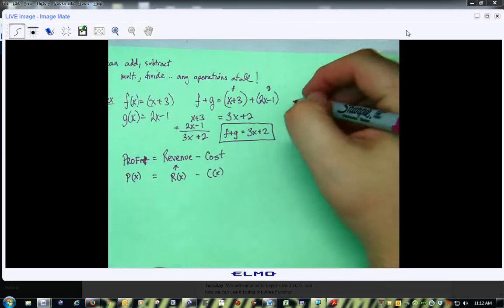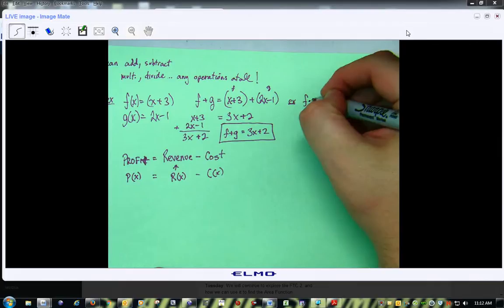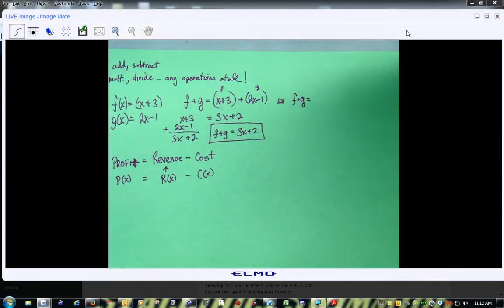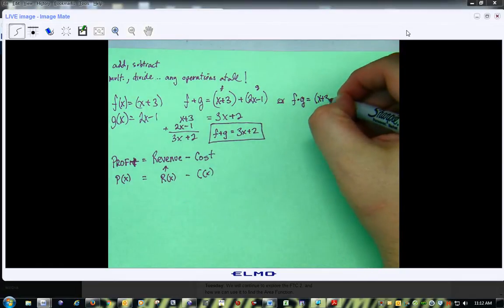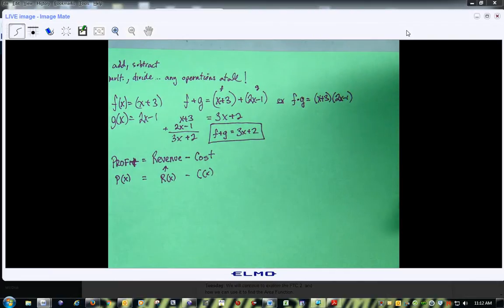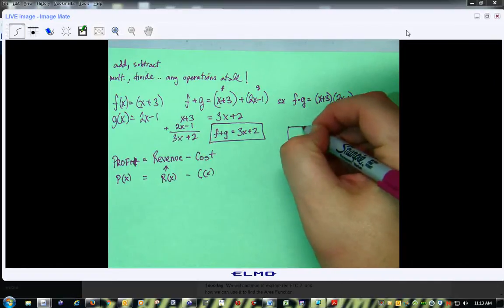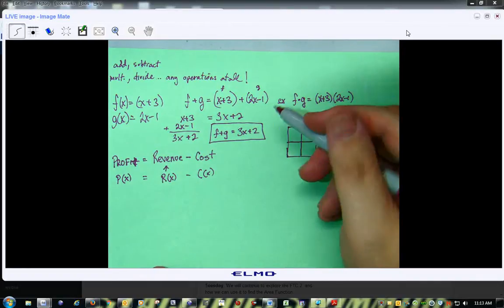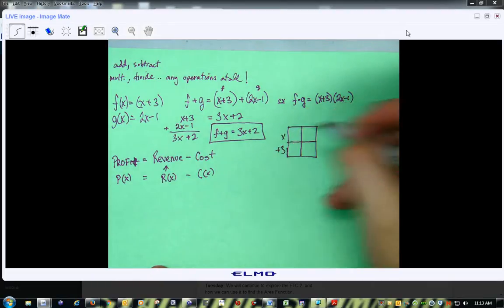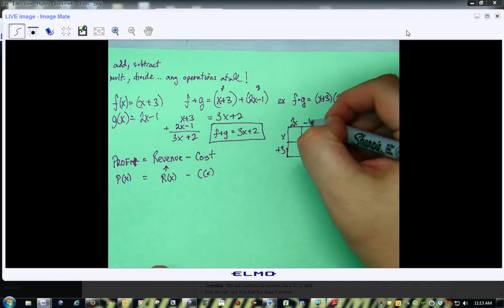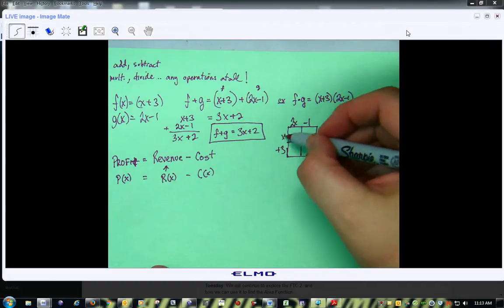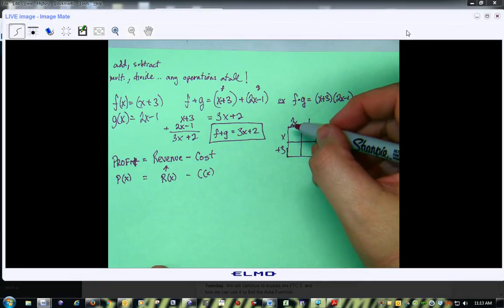Now, with these two functions, if I say, what's f times g? What would I end up multiplying? There are a couple different ways you could do this. You can FOIL it, you can do double distribution, you could do anything you want to. I like to use the area model because of how it works with factoring and multiplying. That's x plus 3. Have you seen this model before? Okay, where you just multiply. It's not a Punnett square. It's the area model for multiplication.